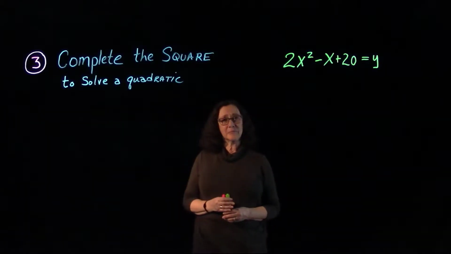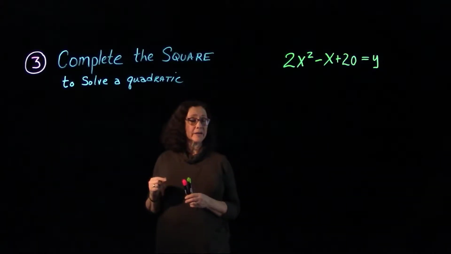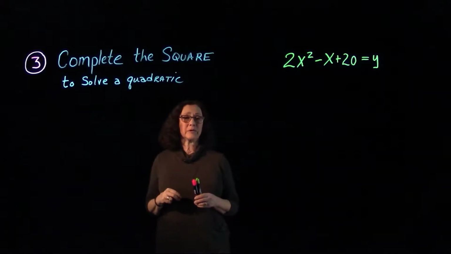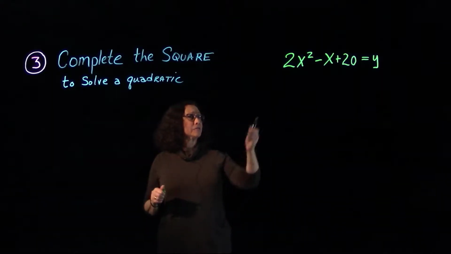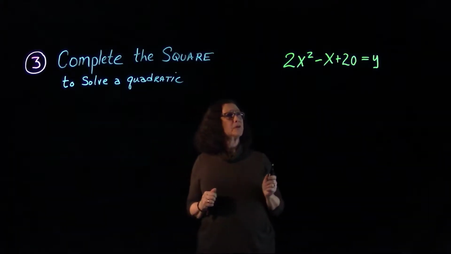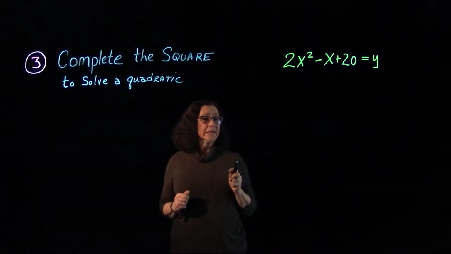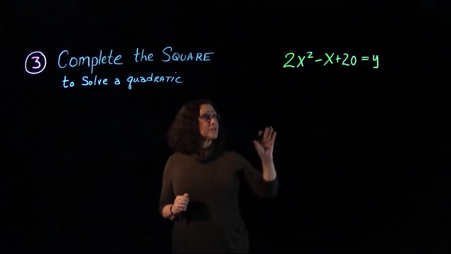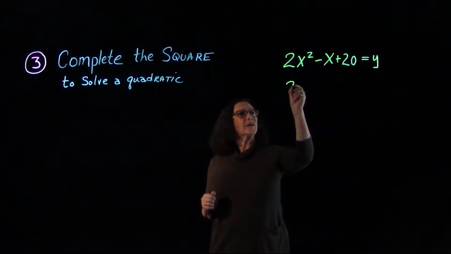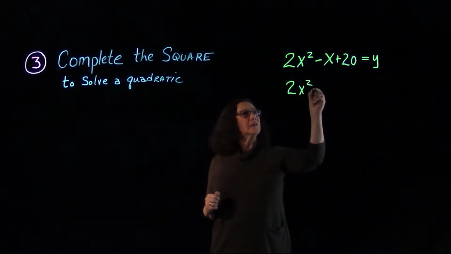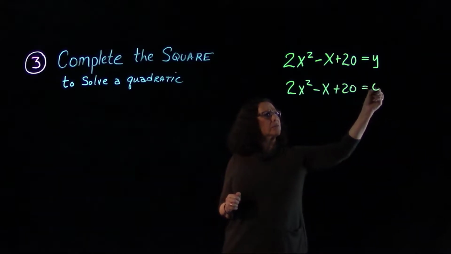For this lesson, I'm going to demonstrate how to use completing the square to solve a quadratic when the solution is going to be imaginary roots. The first step, we're going to use the equation that I have up here. When we're solving for these roots, even though they're imaginary roots, we still want our y value to be 0. So we're going to set our equation 2x squared minus x plus 20 equal to 0.